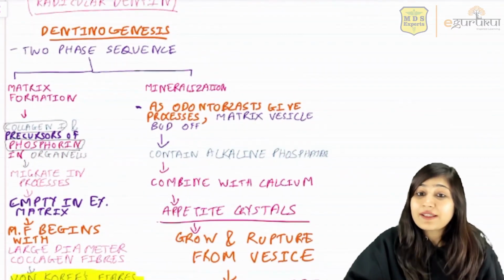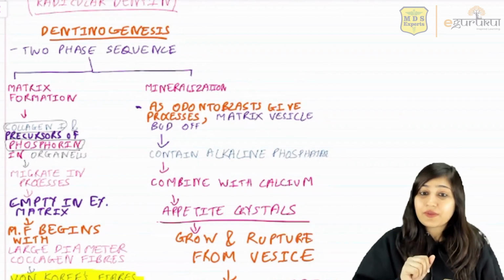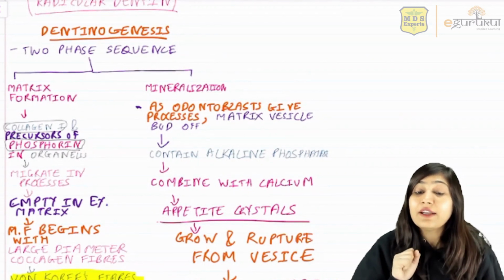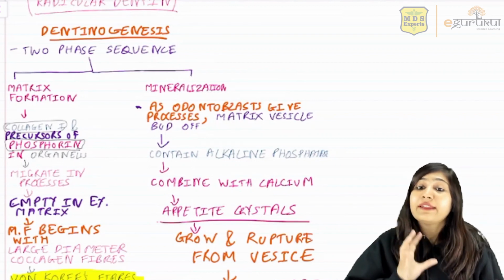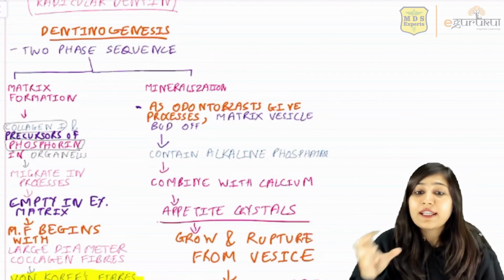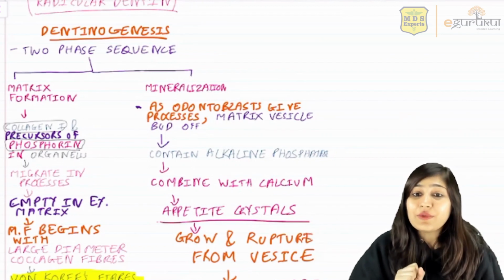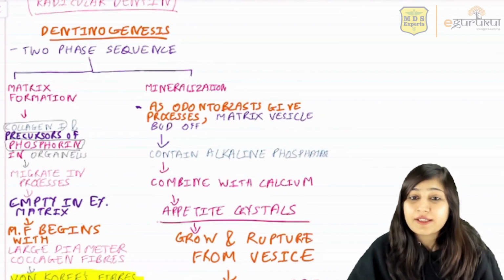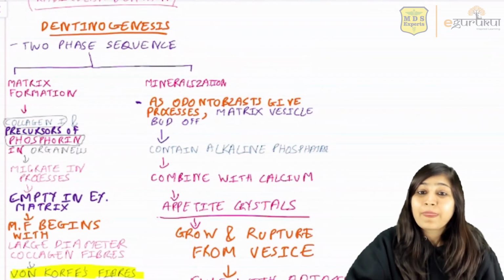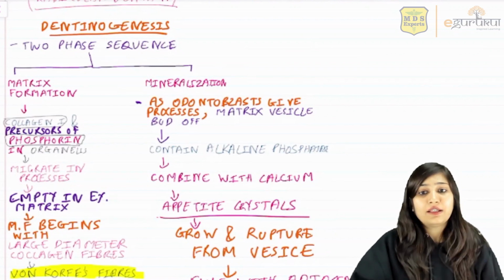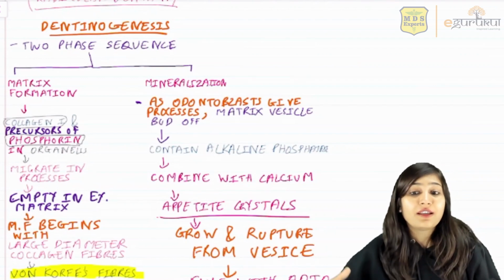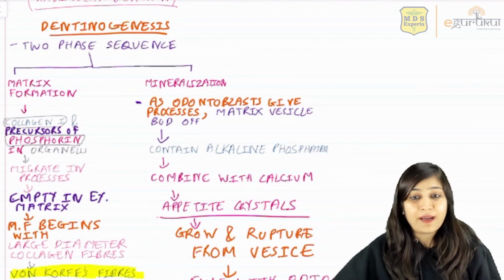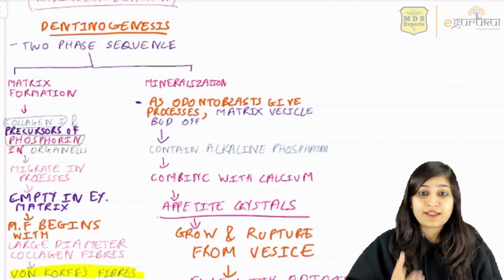So next, coming to mineralization. In mineralization, what will happen? As the odontoblast gives processes, matrix vesicles bud off. These vesicles already contain alkaline phosphatase. This then combines with calcium taken from the fluid and it will form hydroxyapatite crystals, and then they will grow inside the vesicle and rupture the vesicle, leading to fusion with the other clusters and form a uniform matrix. This is for mantle dentin.